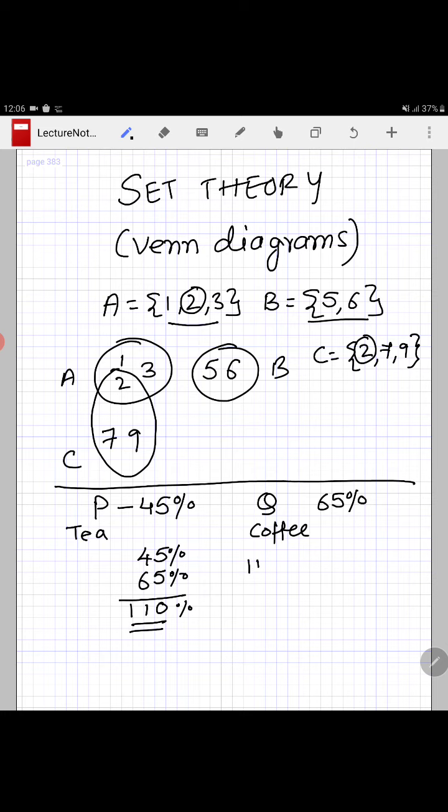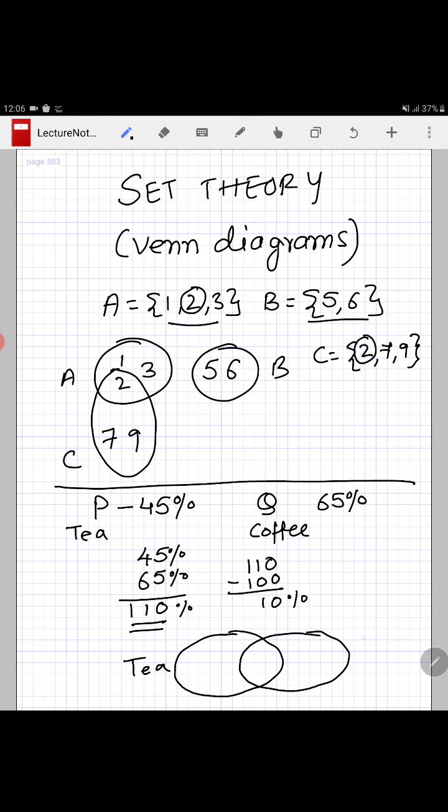So let's see. So this 110 minus 100, 10% is extra. If I represent this as a group, I represent the tea lovers and the coffee lovers here. The extra 10%, let's first put in the common area. So this means that 10% of the total population likes tea and coffee, right? These 10% are common to both. Now, tea alone is 45%, right? Out of which 10% has already been put in the common area. So, this area is 45 minus 10, that is 35%.